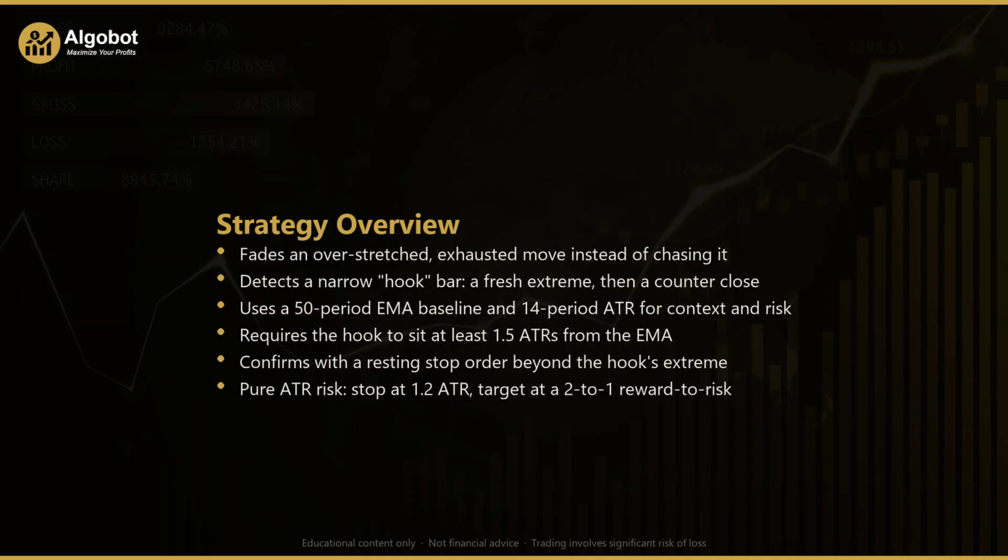A hook on its own is just noise, so the strategy adds context. It uses a 50-period exponential moving average as a baseline, and the 14-period average true range as a measuring stick. The hook only counts when price is stretched at least 1.5 ATRs away from that baseline, an exhaustion condition. So the strategy fades a spent move rather than a fresh one. Then it waits for a resting stop order beyond the hook's extreme to actually break before it commits.